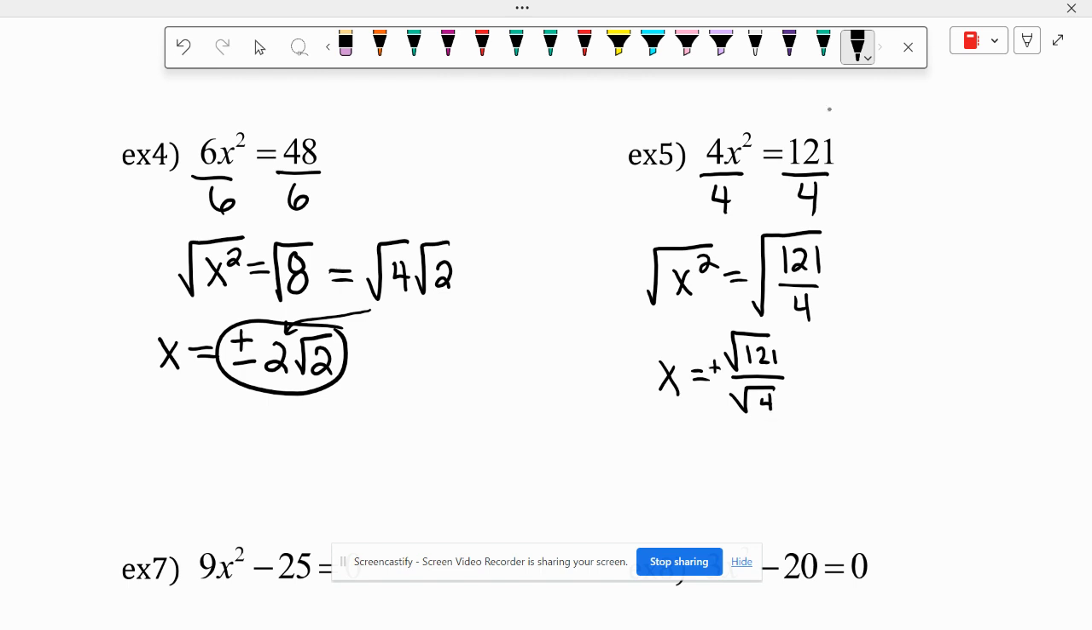Remember, this is a positive and a negative. Does anyone know what the square root of 121 is? 11. And what is the square root of 4? So x is plus or minus 11 halves.